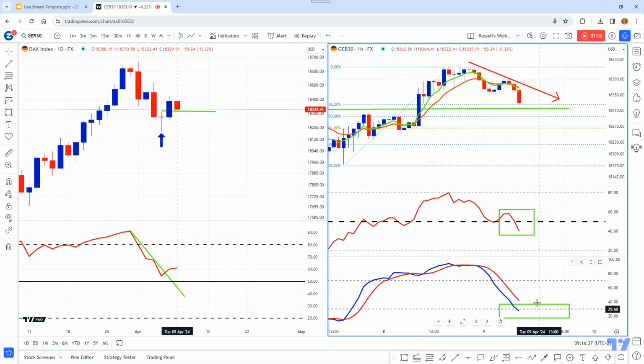So what we can do is just keep an eye on the exponential moving averages. We'd like to see those turn bullish, in other words, the green cross above the orange EMA. We'd also like to see the stochastic turn bullish and move out of the lower quartile and head upwards towards the 75 level.